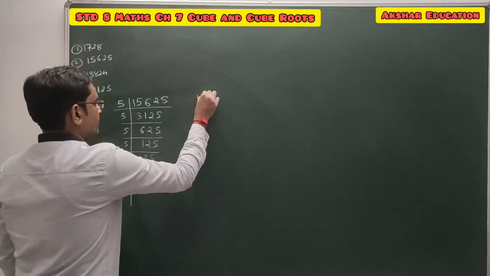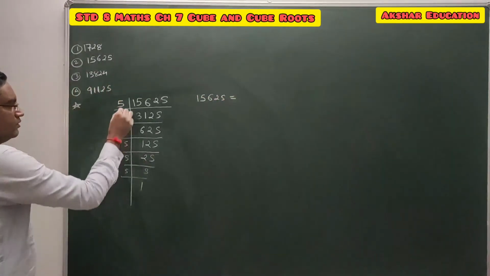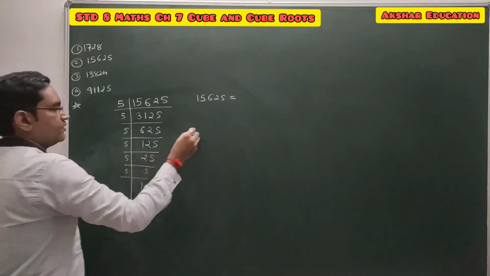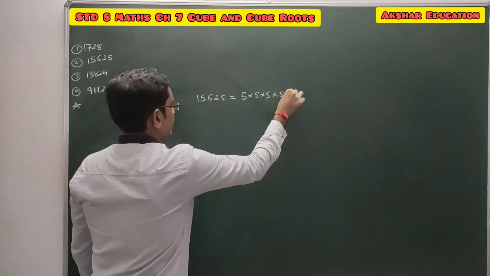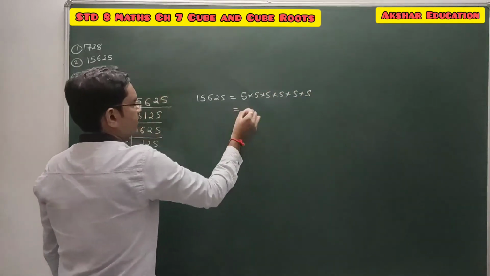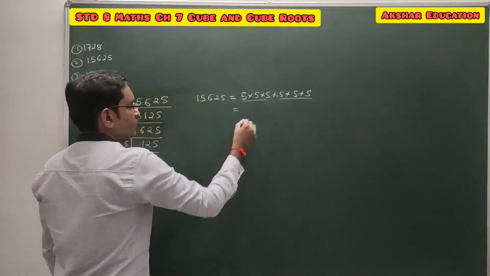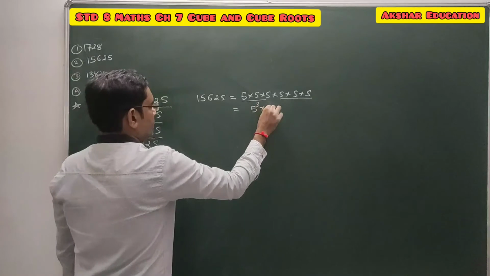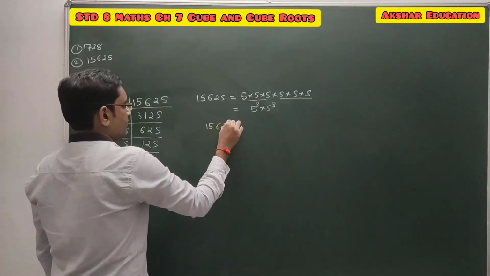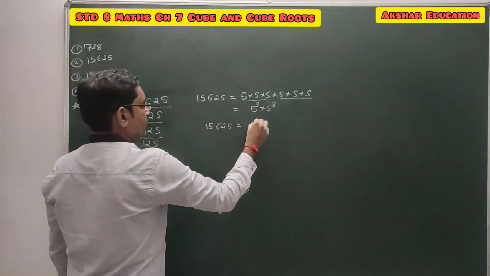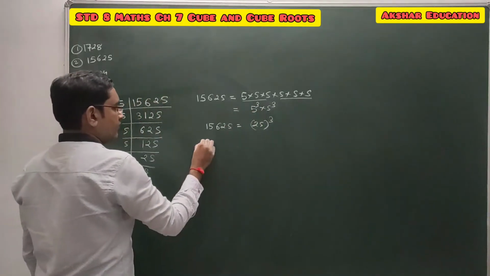Make the list of the factors. 15625 equals 5, 5, 5, 5, 5 and 5: 6 times 5. Make the group of 3 factors. So this is 5 cube multiplied by 5 cube. So here you are getting 15625 equals 5 into 5, it's 25 cube. Question is find the cube root of given number.